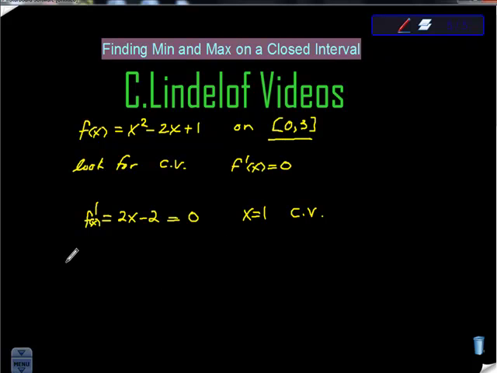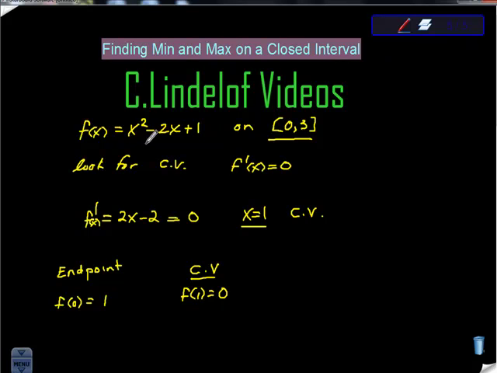So I'm going to say endpoint. Well, we have an endpoint at 0. So what is f of 0? We evaluate f of 0, and f of 0 is equal to 1. We have a critical value. Our critical value occurred at x is equal to 1. So what is f of 1? And f of 1 is equal to 0.